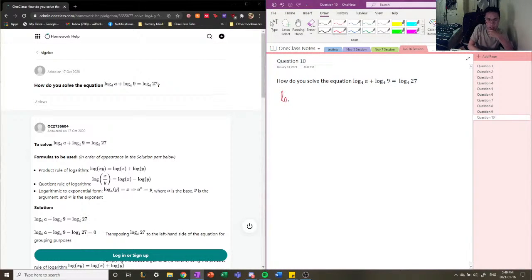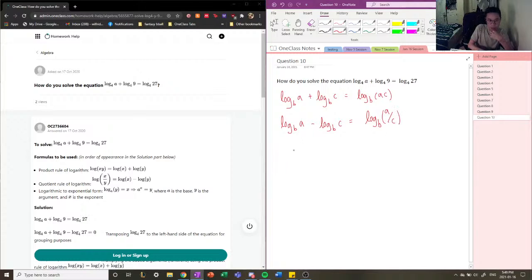The first one is the product rule, which states that log base b of a plus log base b of c is also equal to log base b of a times c. Okay, so this is the product rule. We're also going to use the quotient rule, which states that log base b of a minus log base b of c is also equal to log base b of a divided by c.